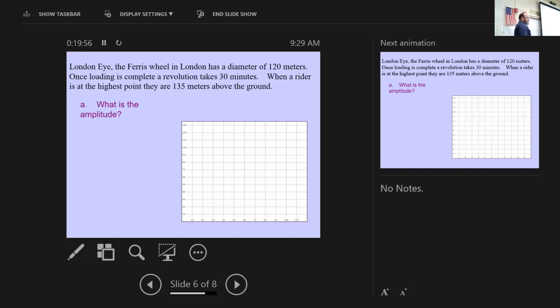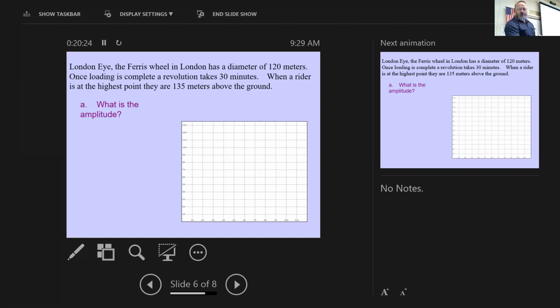What is its amplitude? Now, again, the diameter of the wheel is 120. Where's the middle of this wave? It's actually going to be the axle. You're going to go from below it to above it, aren't you? You're going to be doing this. So if the thing is 120 meters, then its amplitude is going to be 60. It's going to be the radius of that thing. So that's the first thing.